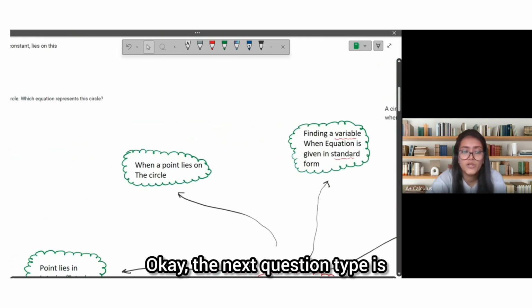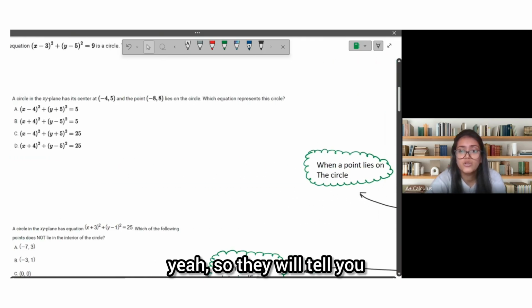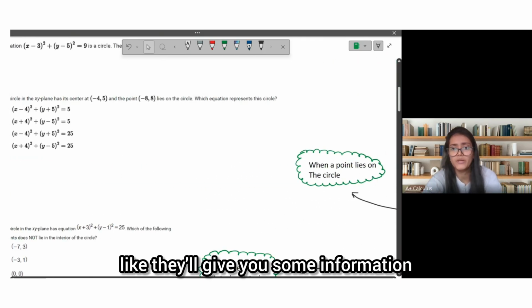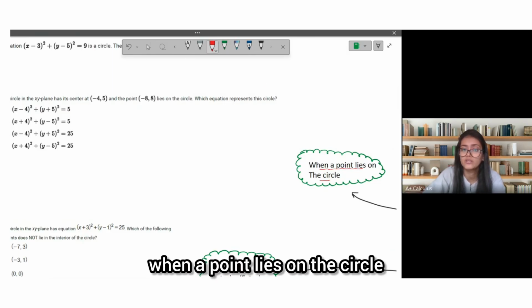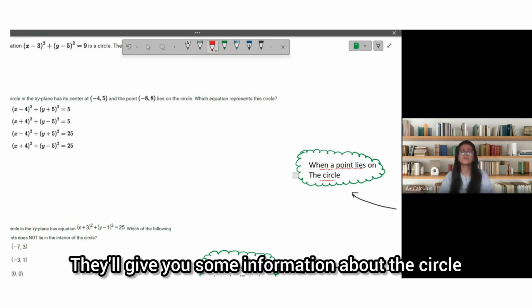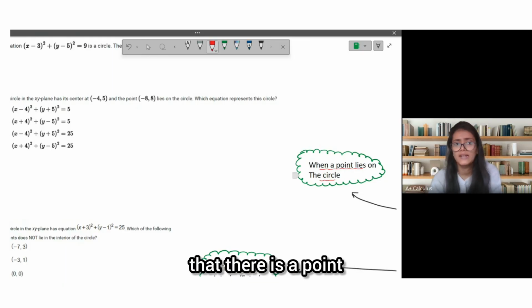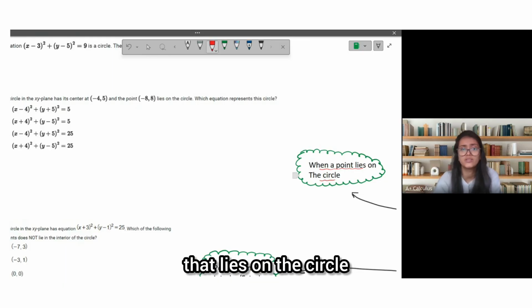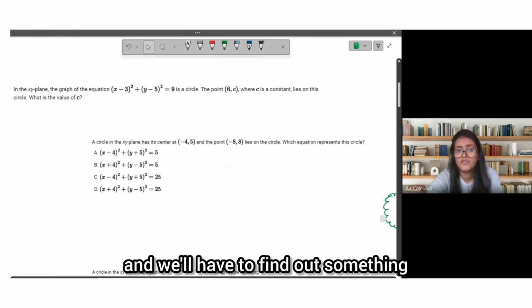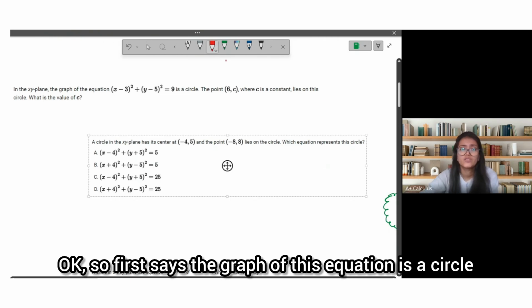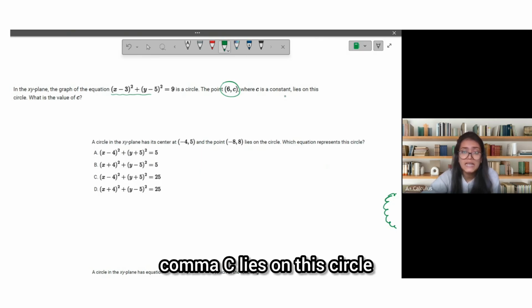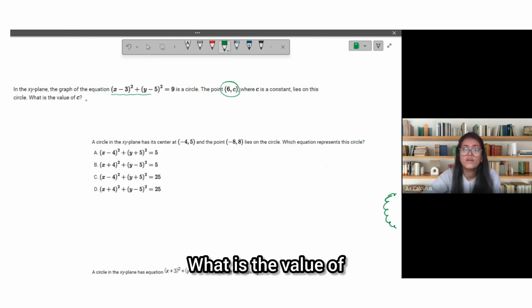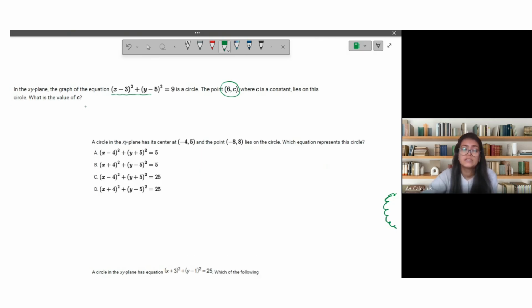Okay, the next question type is when a point lies on the circle. They'll give you some information about the circle, and they'll also tell us that there is a point that lies on the circle. And we'll have to find out something. So first, it says the graph of this equation is a circle. The point 6, C lies on this circle. What is the value of C?